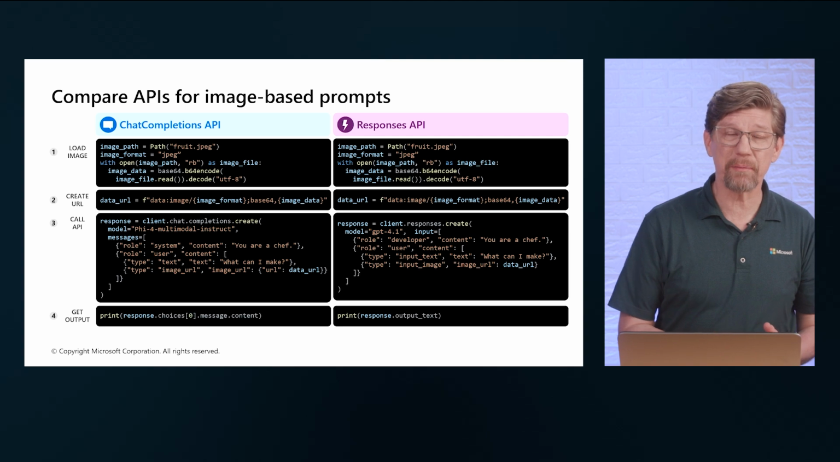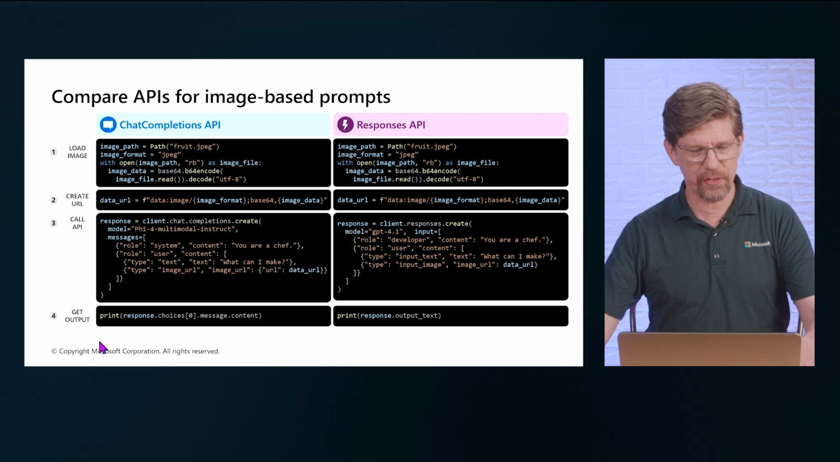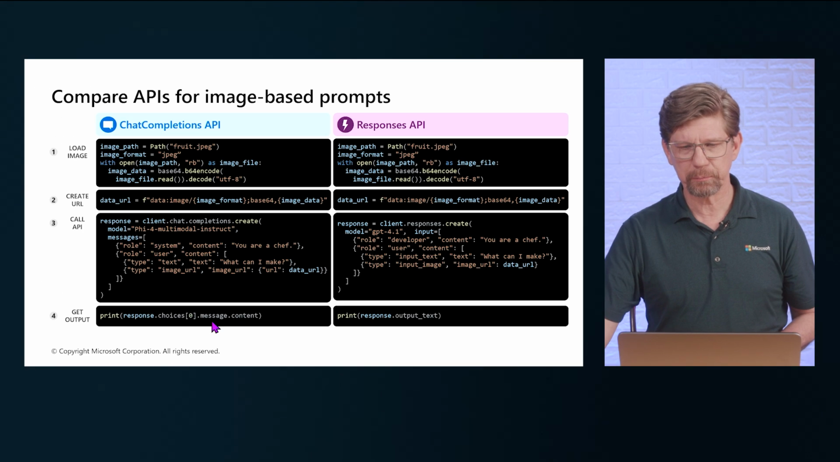After that, it's pretty much the same, because we're asking for text as a response to come back. Nothing changes in terms of grabbing our output. Response choices, grab the first one, and then the message content.